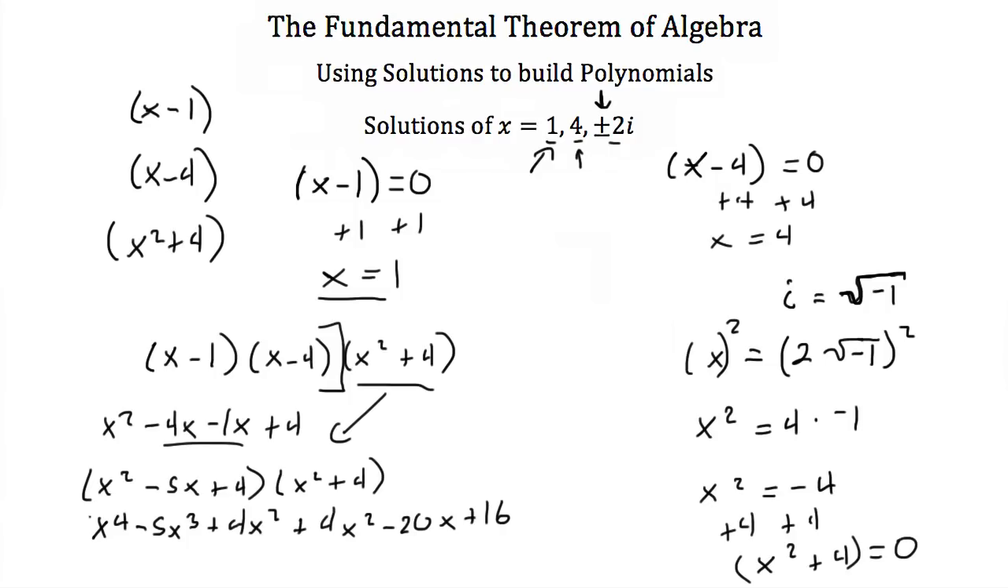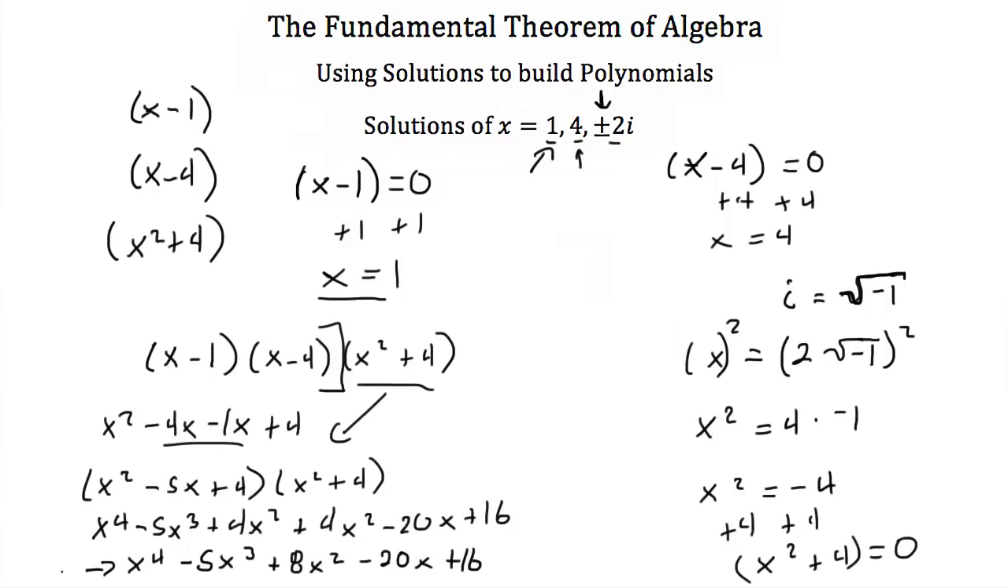Again, we're going to add our like terms. We don't have any other x to the 4ths. We have a minus 5x cubed. We don't have any other cubed terms, so that's just a minus 5x cubed. We have a 4x squared and a 4x squared. So if we add those coefficients, we get an 8x squared. We have a minus 20x and a 16.